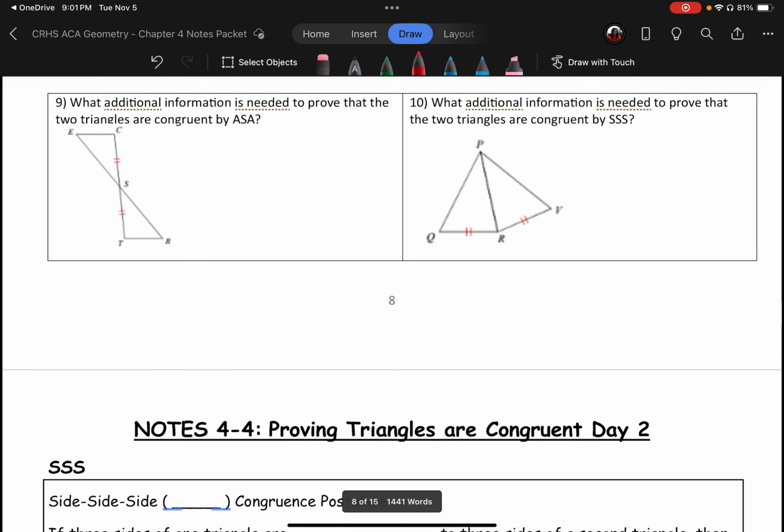So for number 9, now it's asking you what additional information is needed to prove that the two triangles are congruent by ASA. So I want to have ASA. So let's mark what we have in the picture already. What I see that I have in the picture already is I see that this side is congruent to this side. Okay, so I have the S taken care of. What I also see is that I have vertical angles right here. So that takes care of an A and an A. So look, I have the AS taken care of.